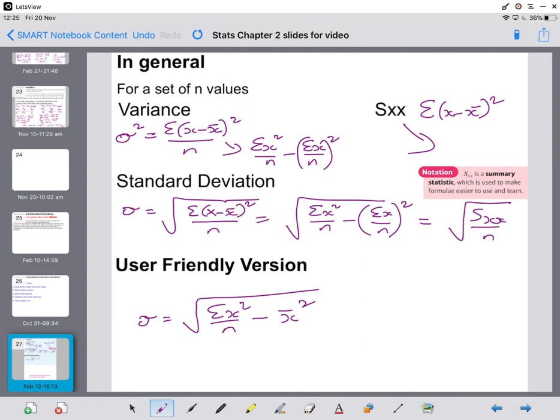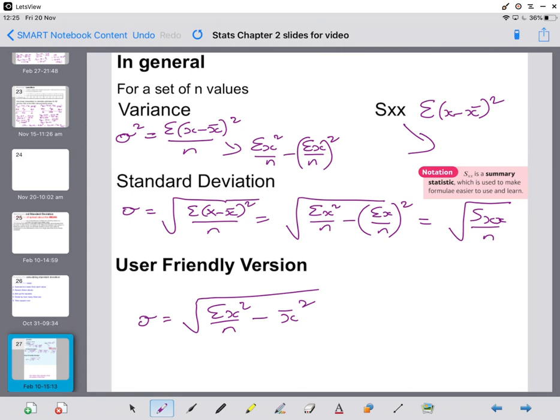That could also be written as big sigma x squared over n, minus (sigma x over n) all squared. You need to think about what an alternative name might be for what (sigma x over n) all squared is. That comes down to when we get to the user-friendly section at the bottom.